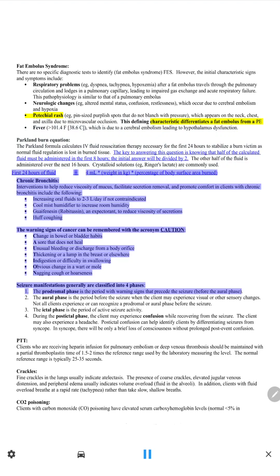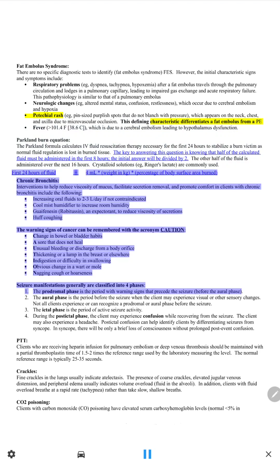Chronic bronchitis. Interventions to help reduce viscosity of mucus, facilitate secretion removal, and promote comfort in clients with chronic bronchitis include the following: increasing oral fluids to 2 to 3 L per day if not contraindicated, a cool mist humidifier to increase room humidity, guaifenesin (Robitussin), an expectorant, to reduce viscosity of secretions, and huff coughing.